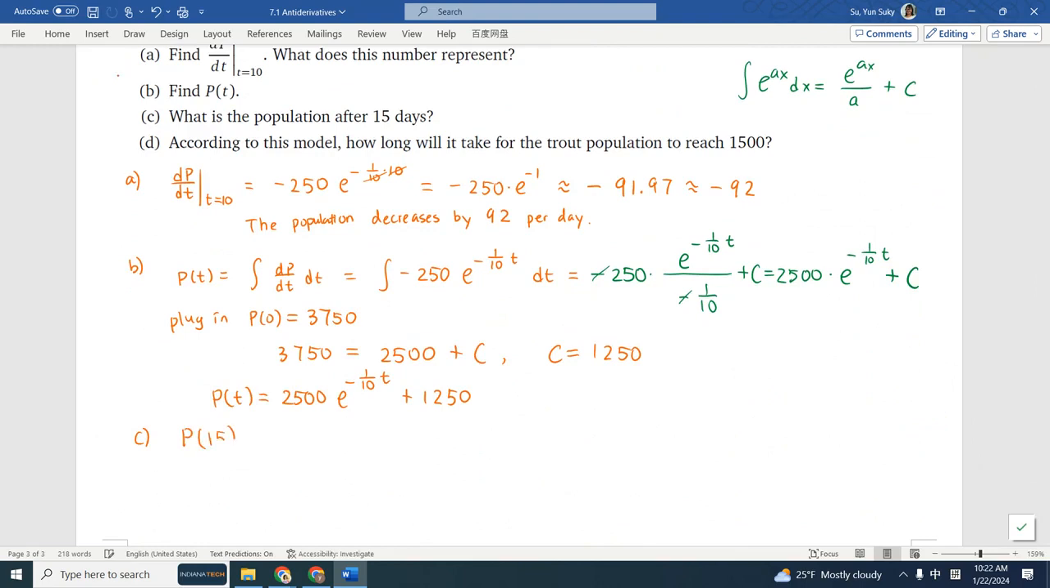So you plug in 15 into the population function. 2500 e to the negative 1 over 10 times t, where t is 15, plus 1250. Since population is a whole number, round your answer to a whole number. Did you get it? 1808.